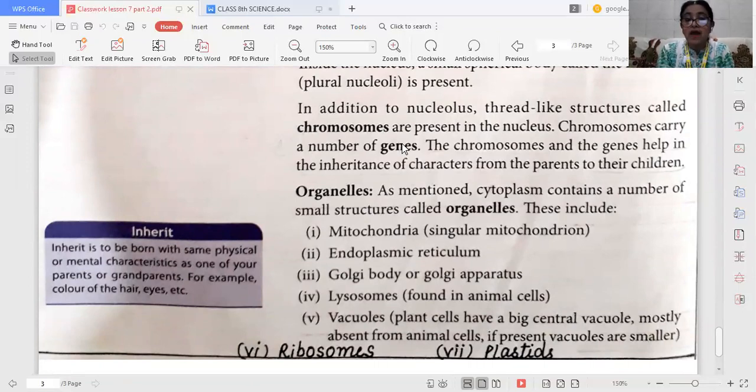They include mitochondria, endoplasmic reticulum, Golgi body or Golgi apparatus, lysosomes which are found only in animal cells, and vacuoles, with plant cells having a big central vacuole, while vacuoles are mostly absent in the animal cell, and if present, they are very small in size. Then ribosomes and plastids. Plastids are only present in plant cells. So these all are organelles.